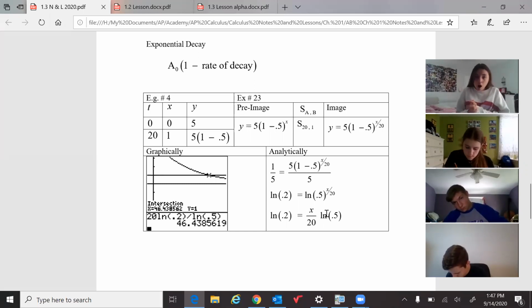So one way to solve the problem would be by just putting this in y1, putting 1 in y2, and see where they meet. Here's the second trace 5 down here.